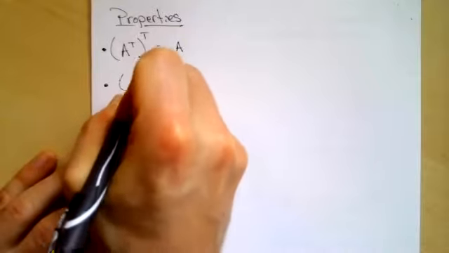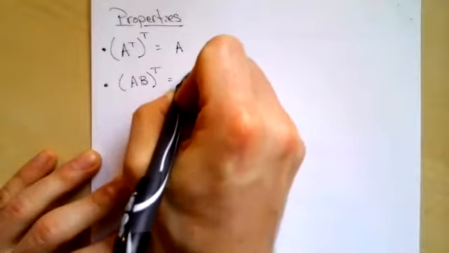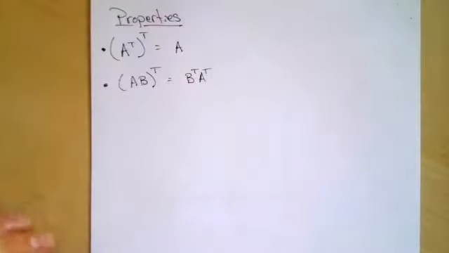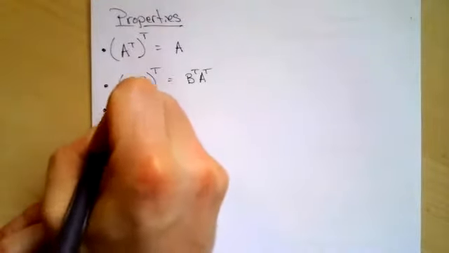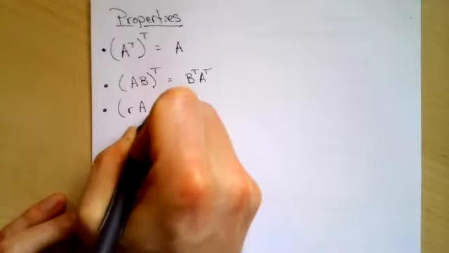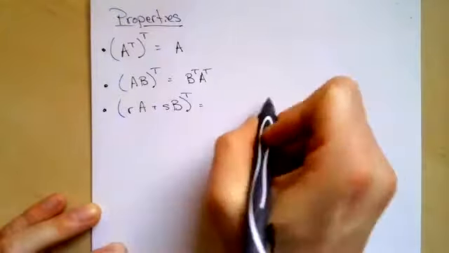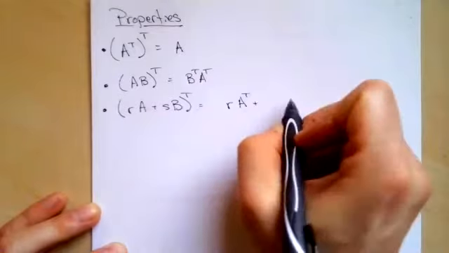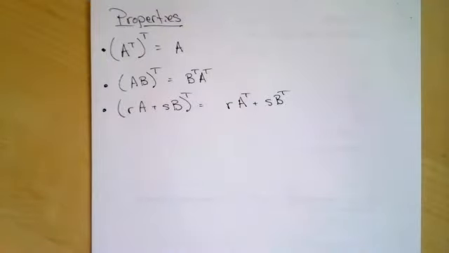The way transposes interact with products is that it flips the order. So it kind of anti-commutes, so to speak, with products. And then with scalar multiplication and addition, transposes work quite nicely. It doesn't affect any scalar multiplication, and it distributes consistently over addition.